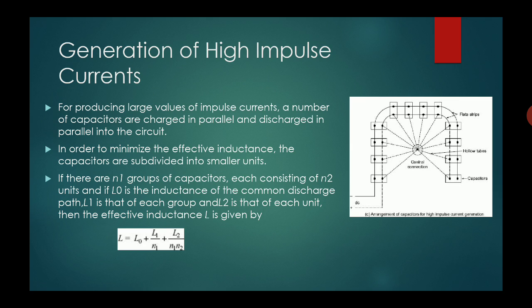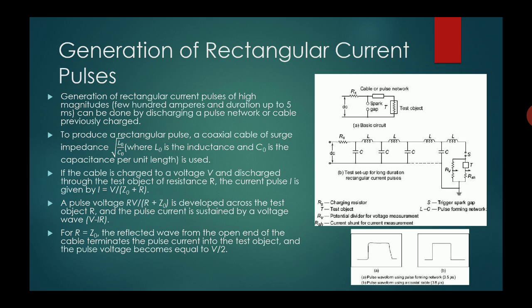If there are N1 groups of capacitors, each consisting of N2 units, and if L0 is the inductance of the common discharge path, L1 is the inductance of each group, and L2 is that of each unit, then the effective inductance is given by L0 + L1/N1 + L2/(N1 N2). So these are the formulas you need to keep in mind.